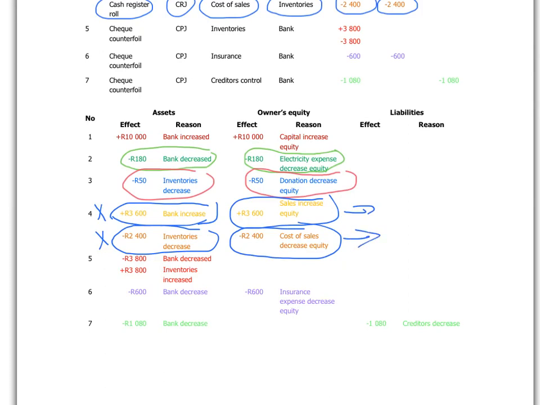Remember, the one at the sales price will be the sales will increase because that is the income that we receive, and either bank or debtors control will be debited. When we sell goods, it means that we debit cost of sales because the cost of sales decreases the equity, and we show that inventories is also at cost price because when we buy inventories, we record it at cost price. When we sell inventories, we reduce the inventories at cost price.